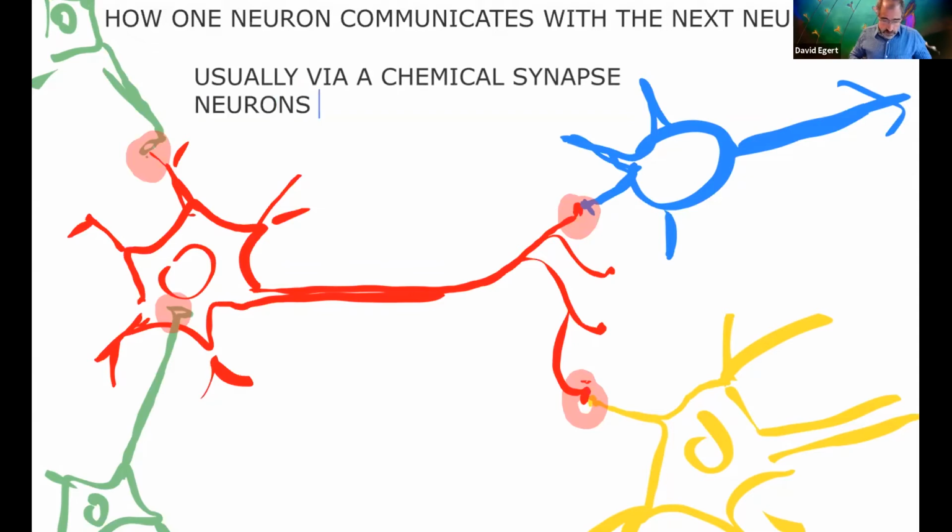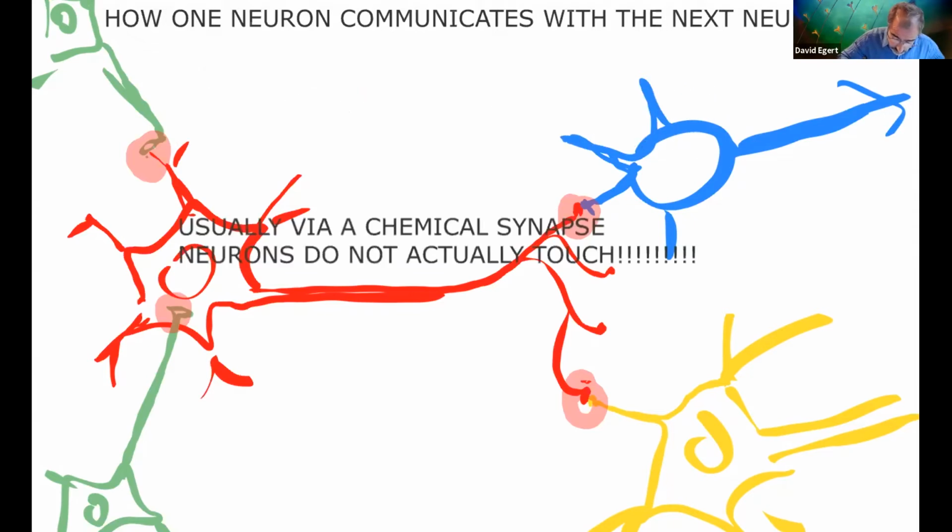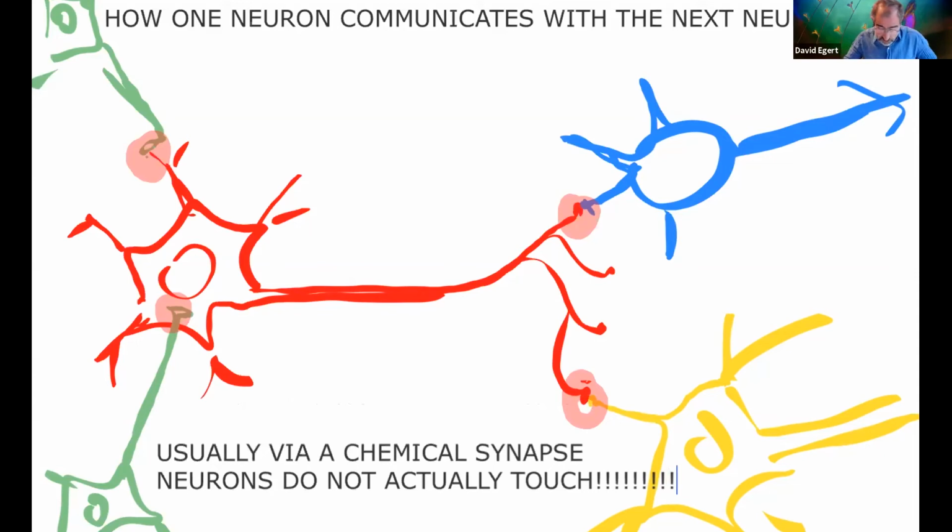So the neurons do not actually touch. The neurons are close to each other, but they are not actually touching. So what we're going to do is look at this synapse and look at how it works, and talk about the details a little bit.